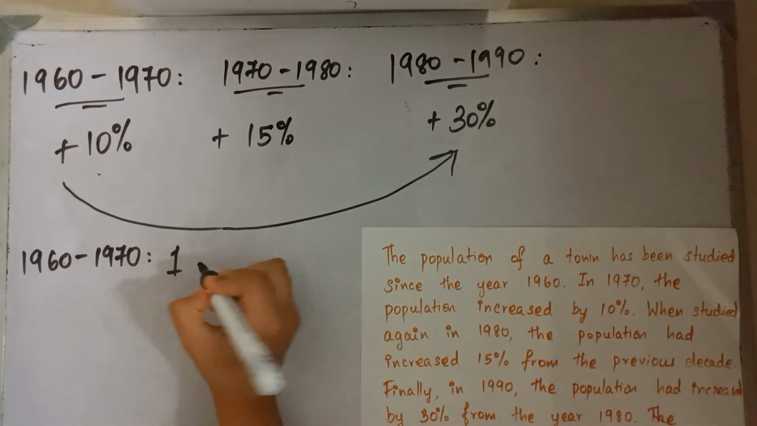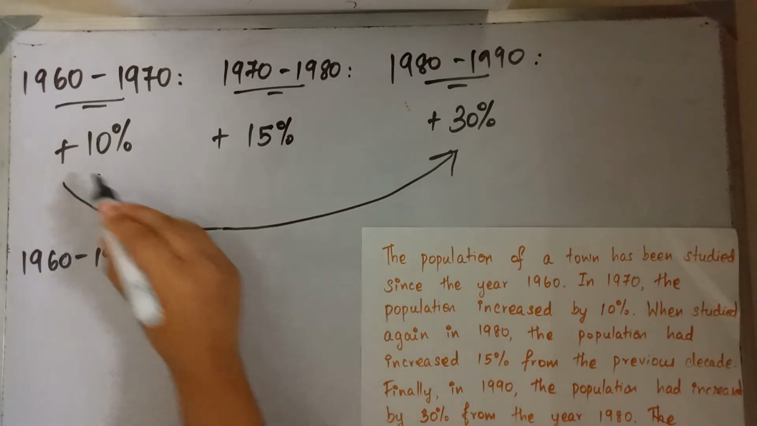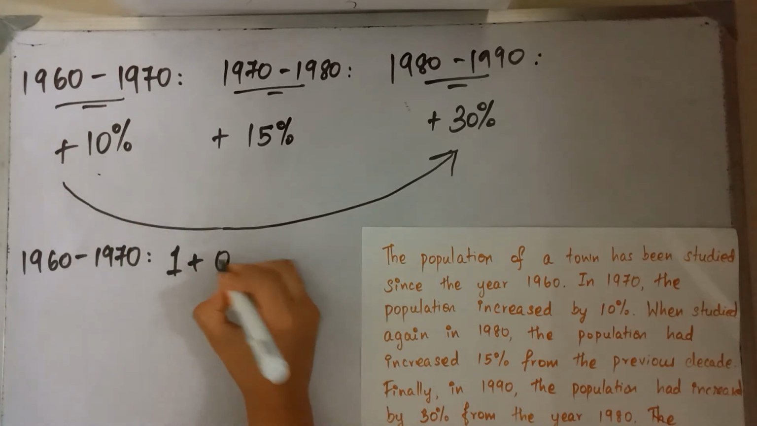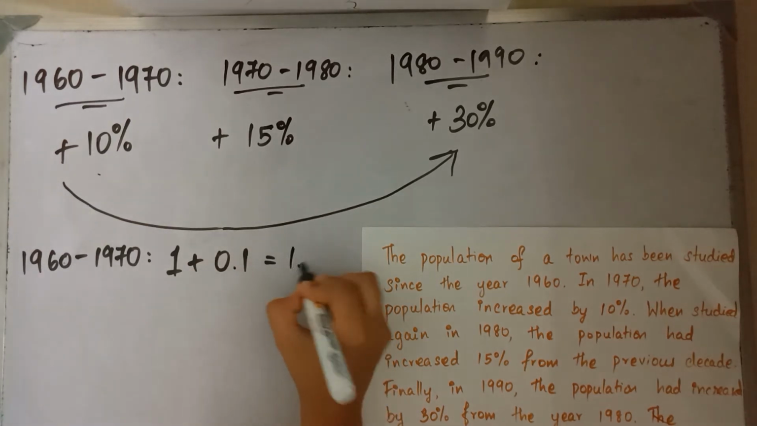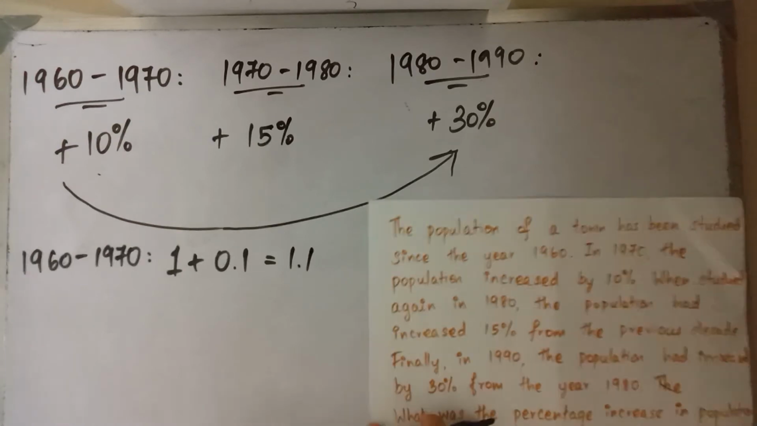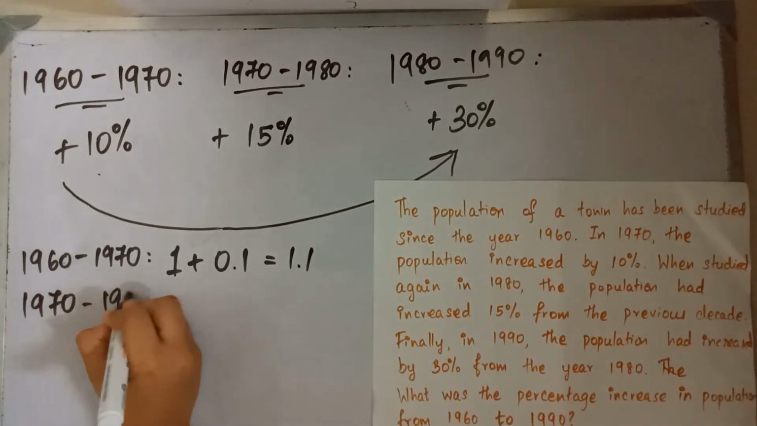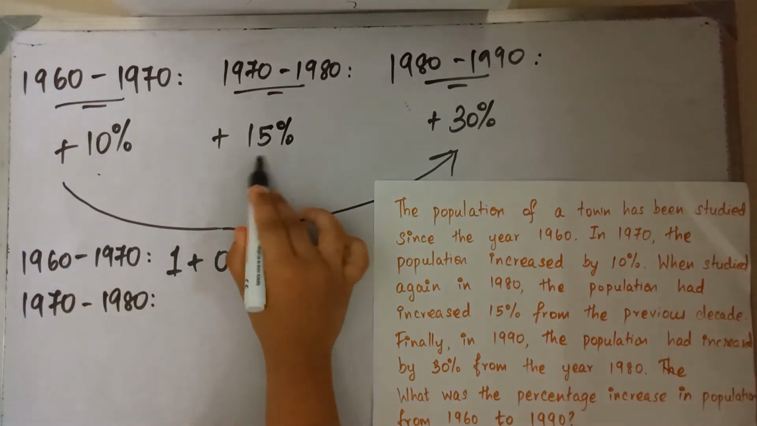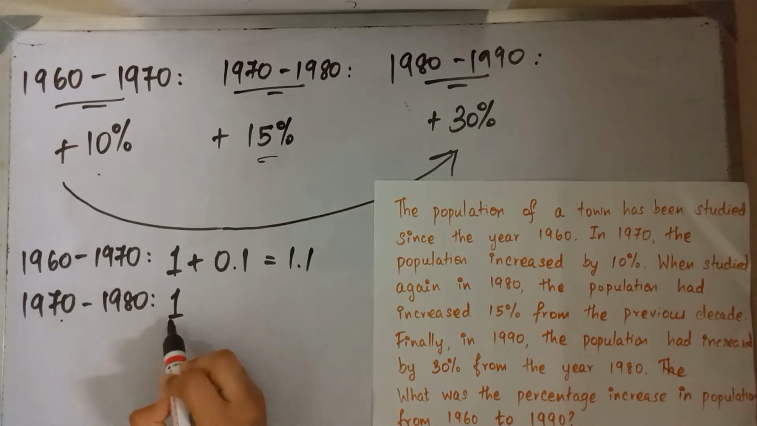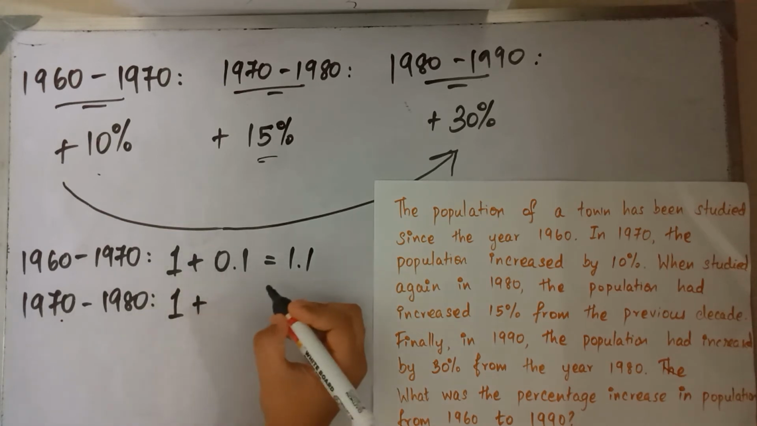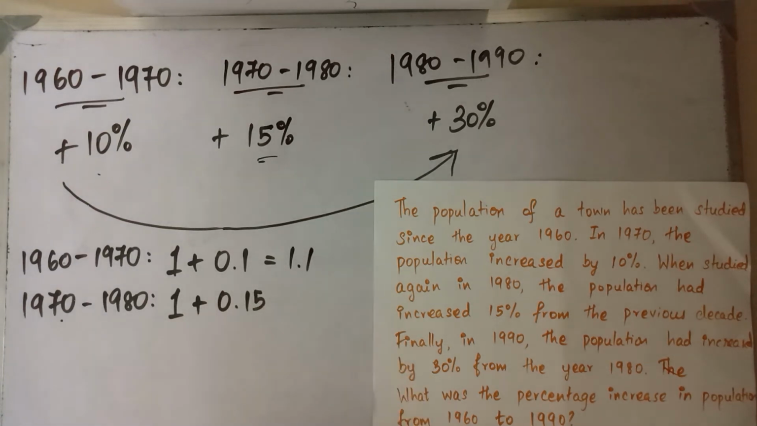So the initial percentage will be 100%, and that is taken as 1. And 10% can be represented by a multiplier of 0.1. So this will give us 1.1. Now from 1970 to 1980, there's an increase of 15%. So again 1970 will be taken as 1, plus 0.15.